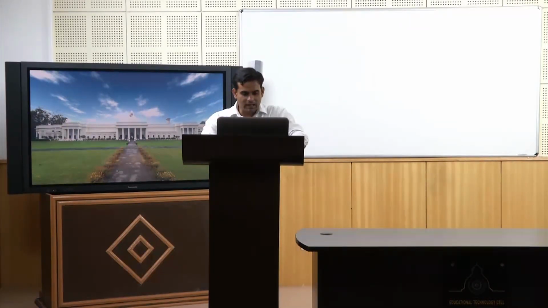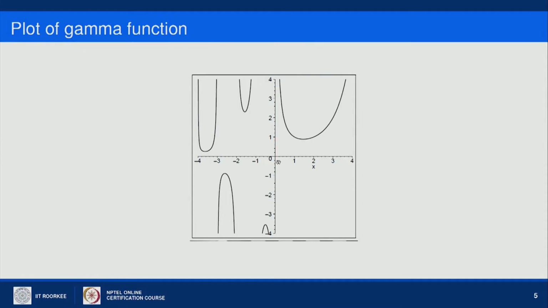For negative x, between 0 and -1, as I told you, if we look at the value of gamma of -1/2, it will be -2 times gamma half. Gamma half will be a positive quantity, so -2 times some positive quantity will become a negative quantity. So between 0 and -1, the value of the gamma function will always be negative.